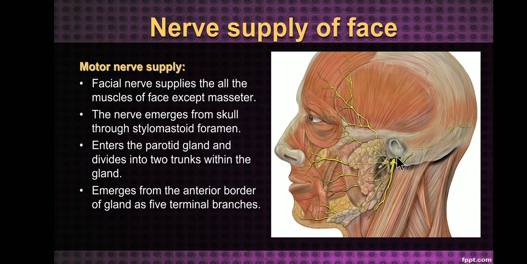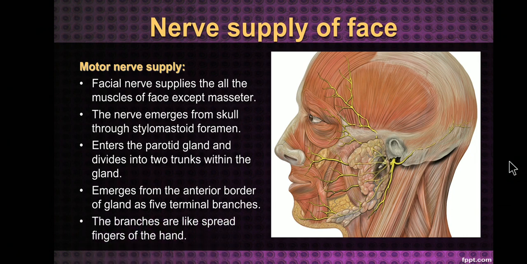So from the stylomastoid foramen it immediately enters the parotid gland and emerges from the parotid gland as 5 terminal branches. They are the temporal branch, zygomatic branch, buccal branch, marginal mandibular branch, and cervical branch. So 5 branches. We will see these 5 branches one by one.